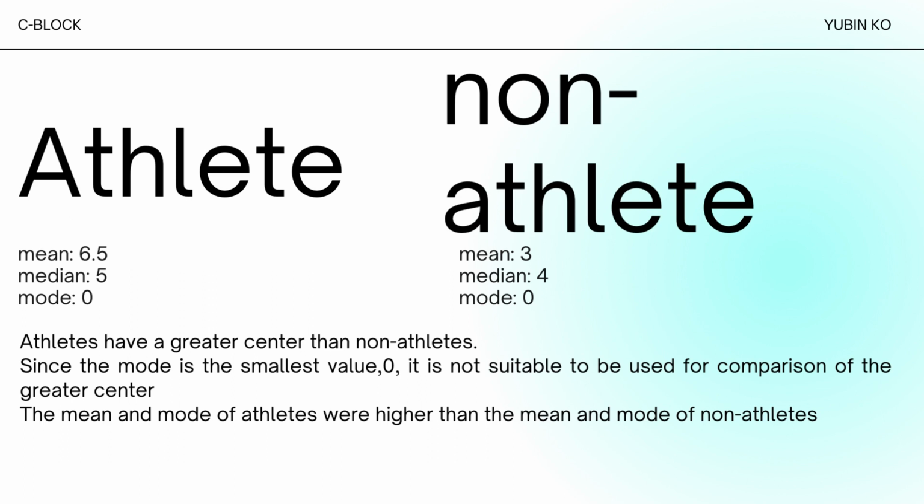Athletes have a greater center than non-athletes. Since the mode is the smallest value 0, it is not suitable to be used for comparison of center. The mean and the median of athletes were higher than the mean and the median of non-athletes.